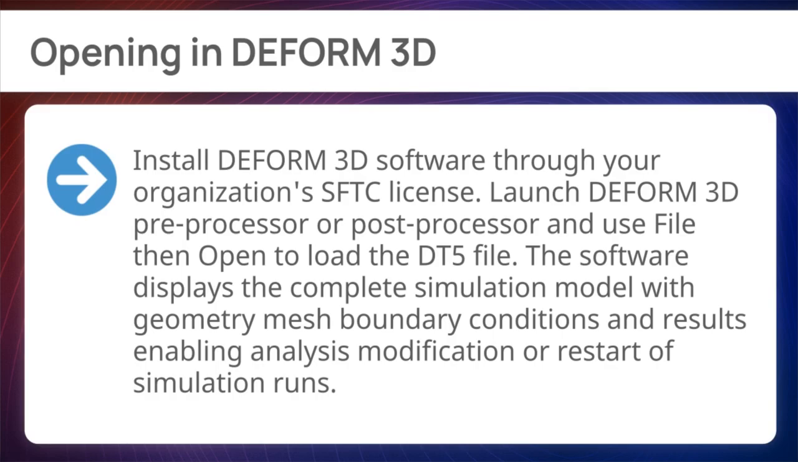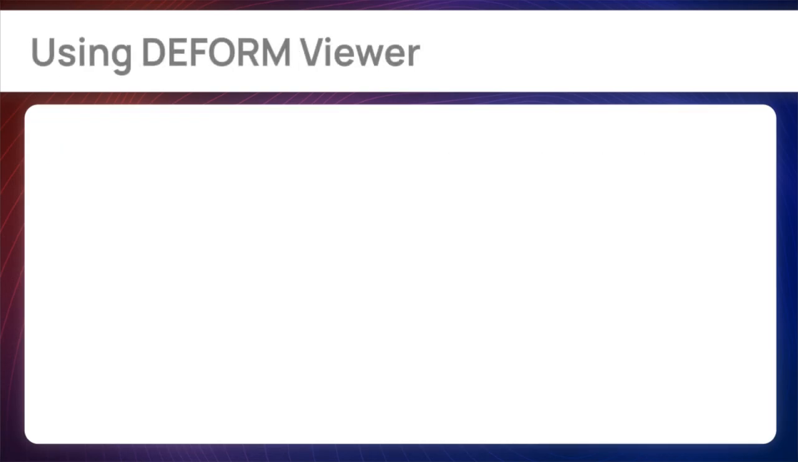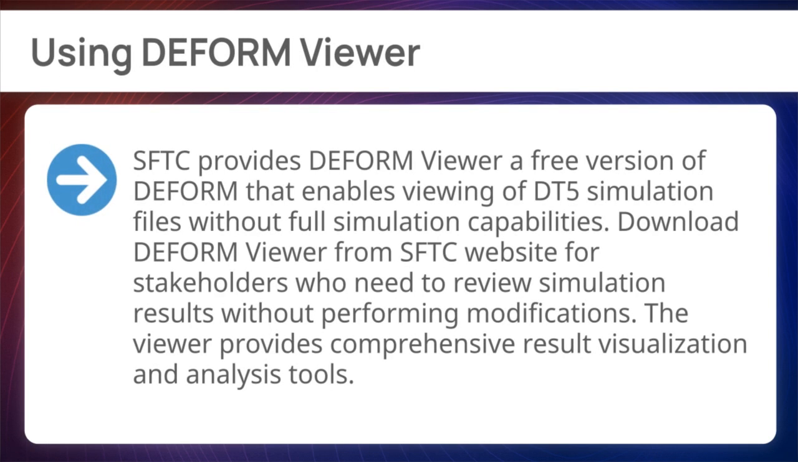Install DEFORM 3D software through your organization's SFTC license. Launch DEFORM 3D preprocessor or postprocessor and use File then Open to load the DT5 file. The software displays the complete simulation model with geometry, mesh, boundary conditions, and results, enabling analysis, modification, or restart of simulation runs. Next, using DEFORM Viewer.